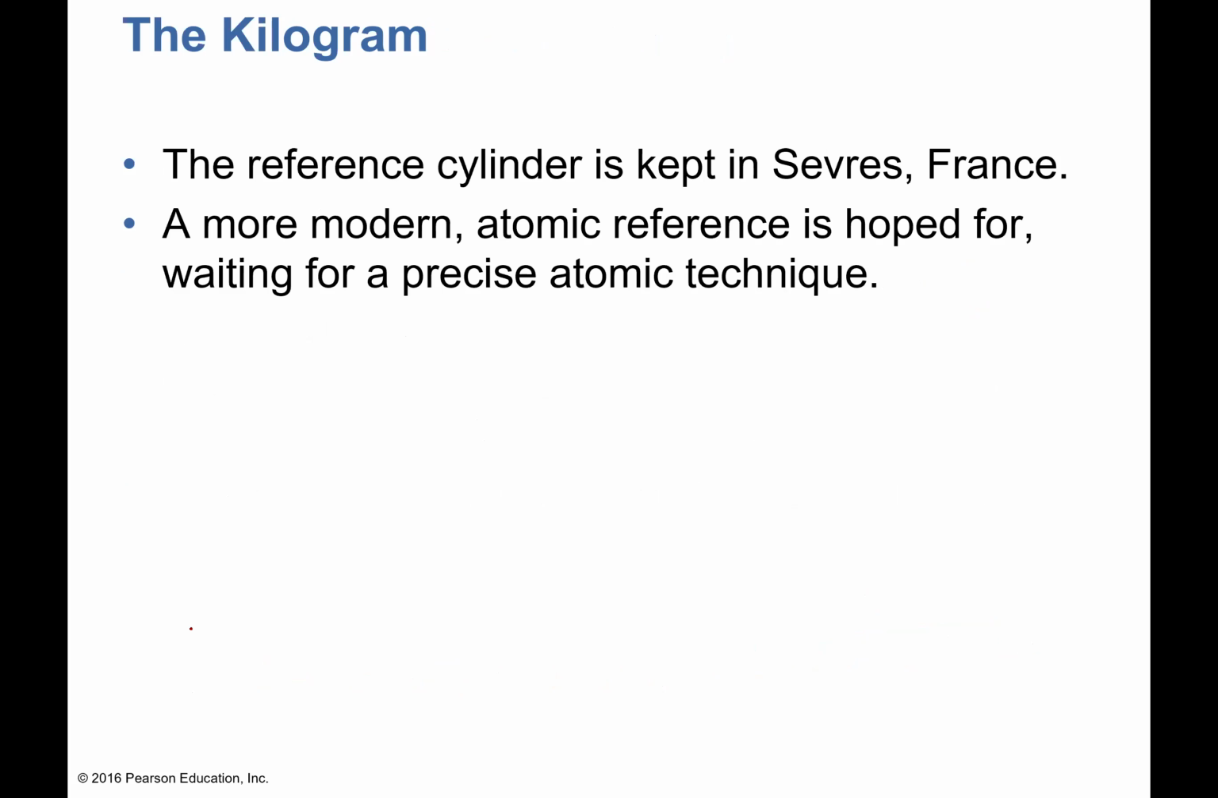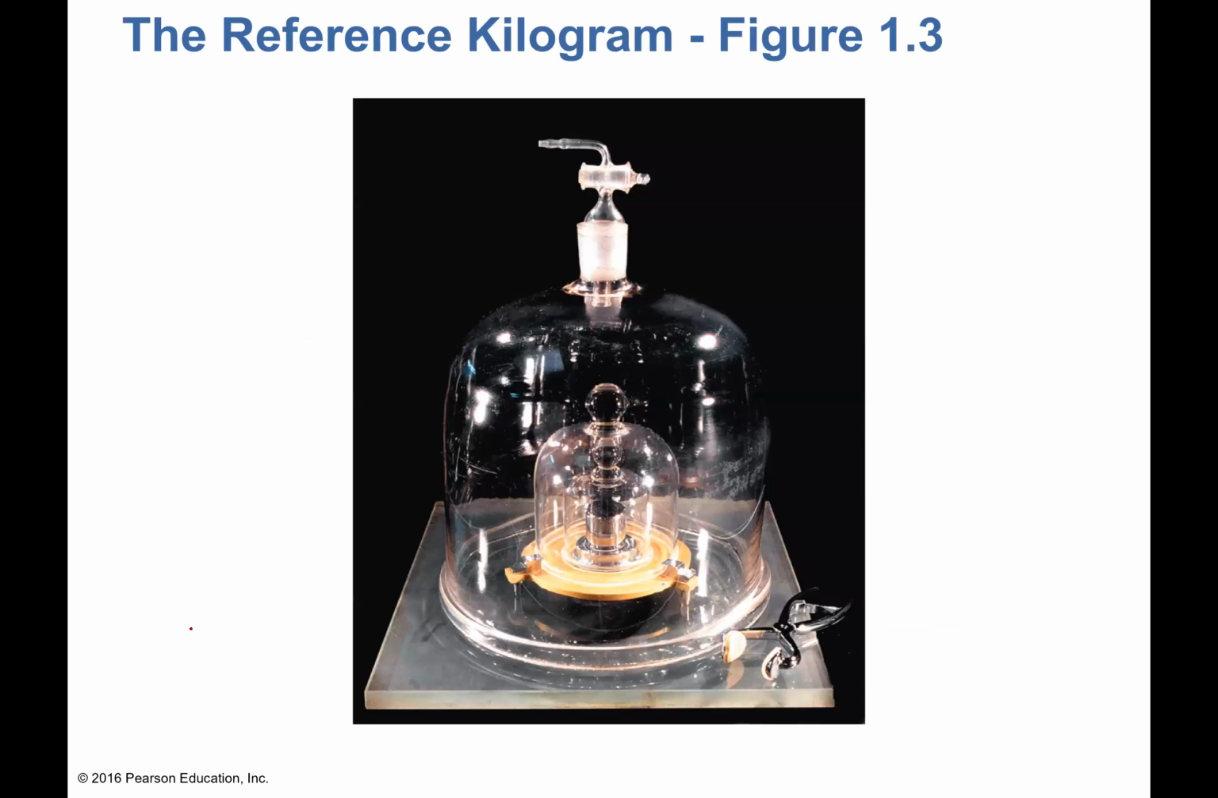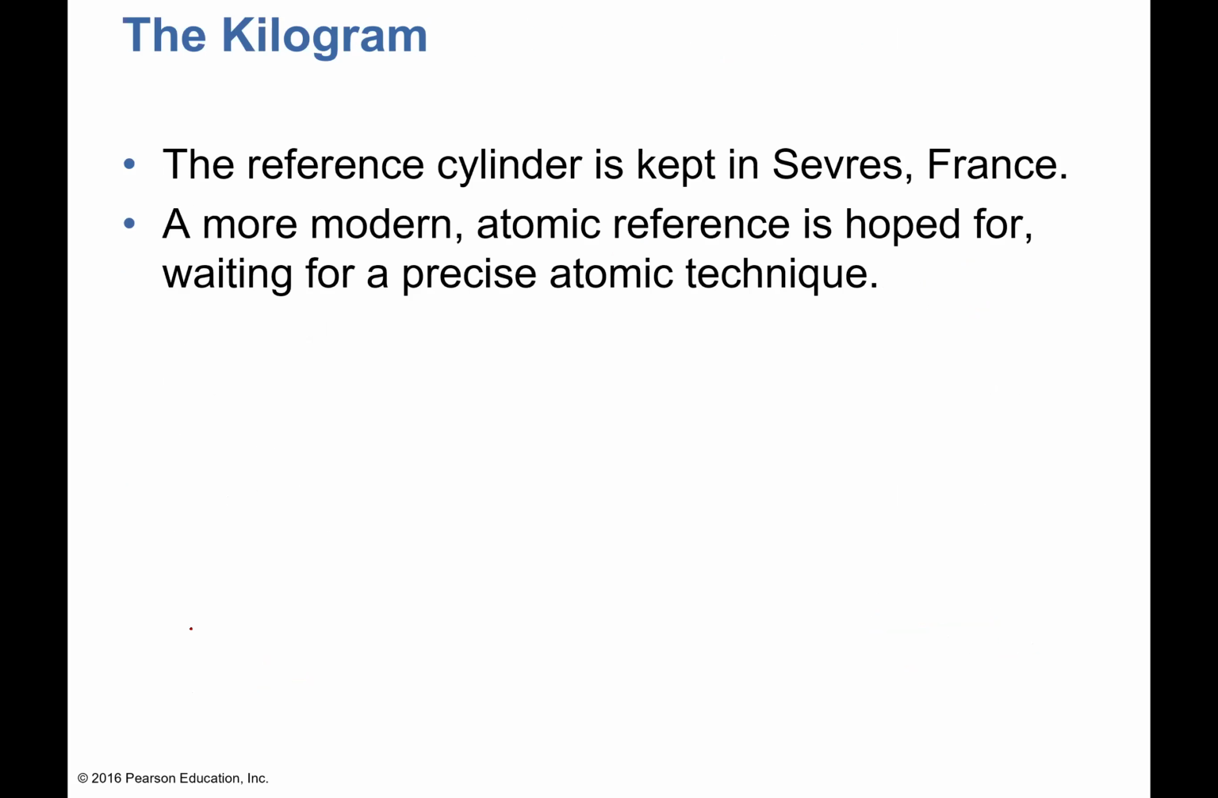And actually I have the outdated version of the definition of the kilogram. The reference cylinder, you can see the cylinder over here, was kept in Sèvres, France, and it was used as the definition of what 1 kilogram is. Imagine if you put it on a scale, something that's twice as heavy as this cylinder is 2 kilograms, 10 times heavier is 10 kilograms, and so on and so forth.